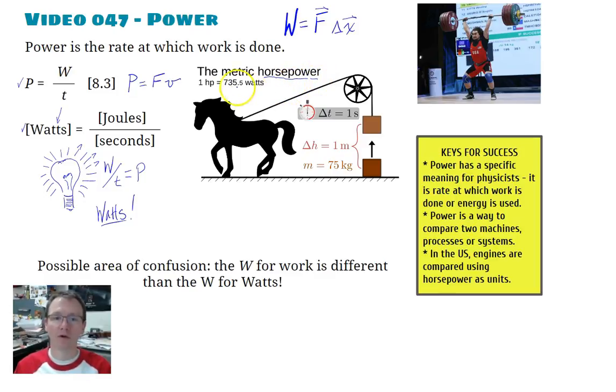Now, don't ask me who decided that one horse can do 735 joules of work every second. I have no idea. It doesn't make any difference. What is important is that it was decided that that was the case, and then as a result, for sales purposes, we went ahead and developed this unit called horsepower. And so in the United States, for engines, we use horsepower still to this day as a way to measure the amount of work that an engine can do every second. In other words, its power. But you can see the equivalency right here.